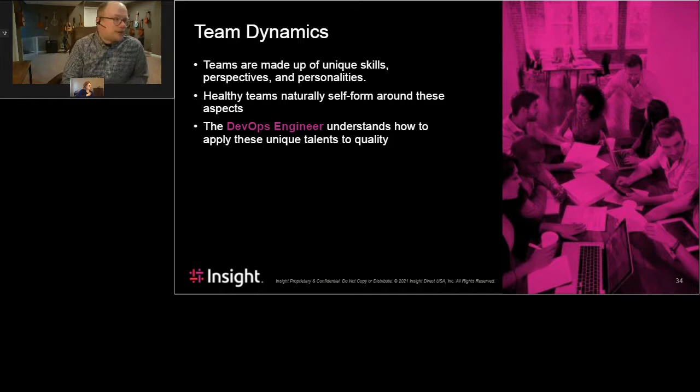You know, if they're passionate about something, you should be doing what you can to help channel that passion towards delivering value. And so there's a lot of things you can do that don't just empower an organization or a team, but individuals as well. I think that's something we often lose sight of. So healthy teams will naturally self-form around individuals' passions and skills. You know, if you have somebody who's very passionate about delivery, they might be the person who handles most of the automation around software delivery, or security or anything like that. So the DevOps engineer really needs to understand how to apply those unique talents to the quality of the product they're delivering.